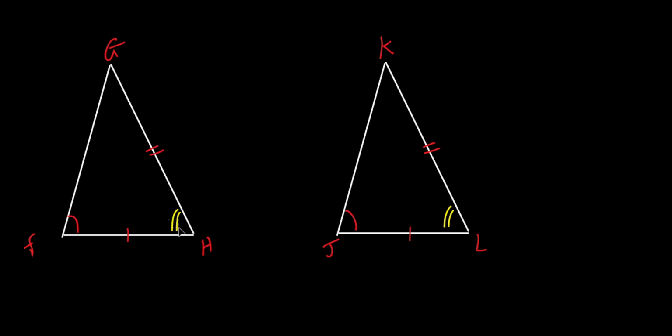What's another thing that I could say? What's another if? So that's what they give you originally right there. If what? FG, side FG was equal to what? JK, that's right. So if I knew, now I don't know, but if I did know that this side was equal to this side, then would these triangles be congruent to each other? They would. Why? Side, angle, side.